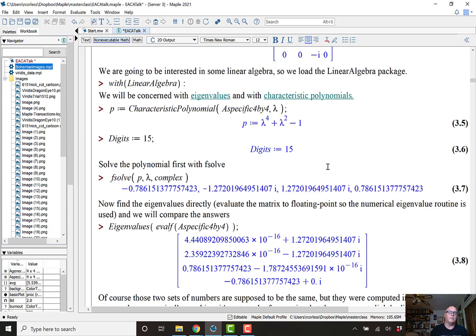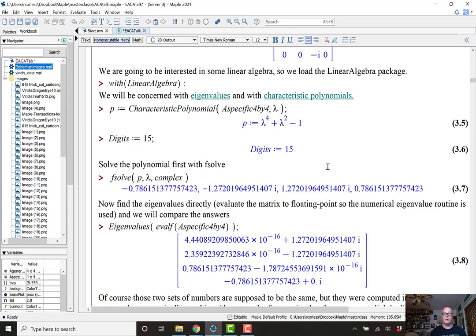So if we solve it with fsolve in Maple, then it says, oh, sure, no problem. There you have a real root, a purely imaginary root, a purely imaginary root, and a real root. Great. Now, if instead we say find eigenvalues of that specific 4x4 matrix, it returns the same numbers, or almost the same numbers, in a different order.